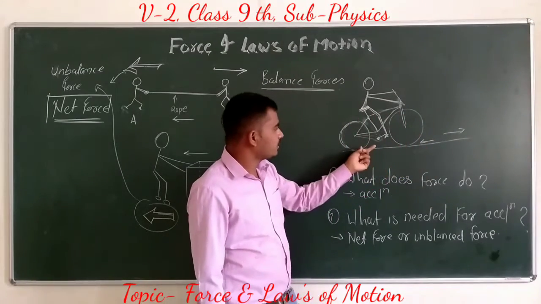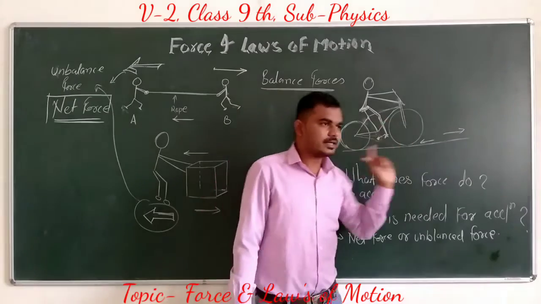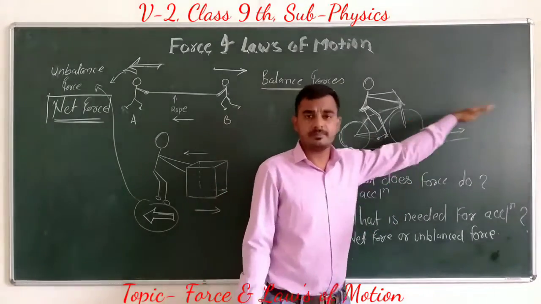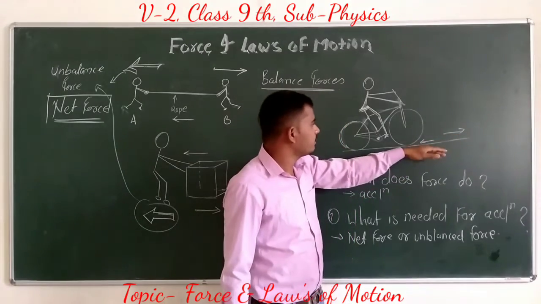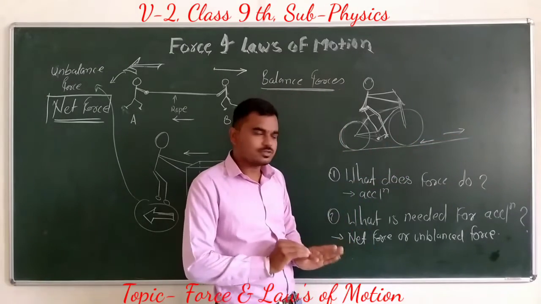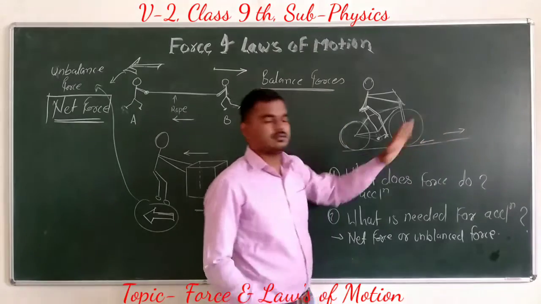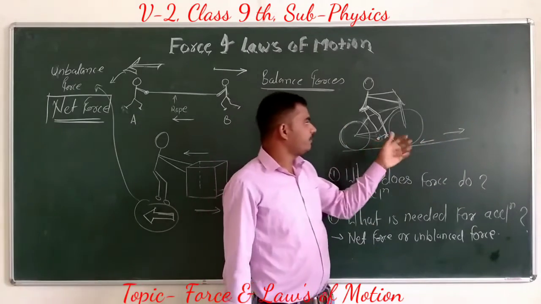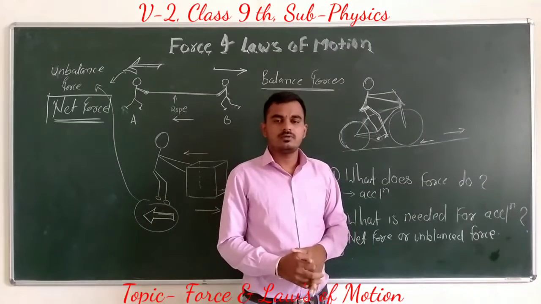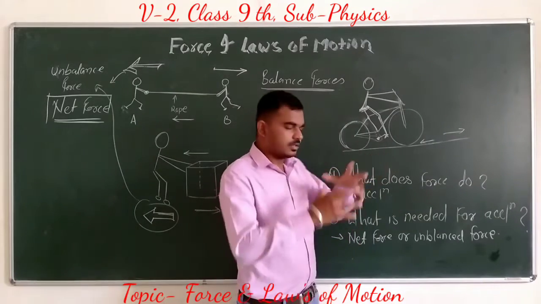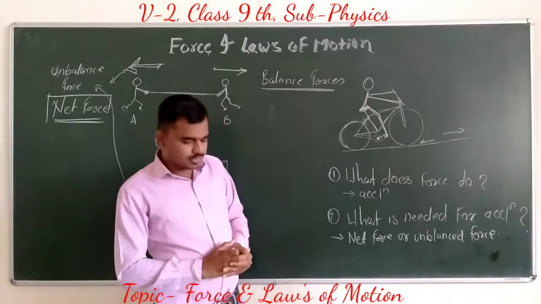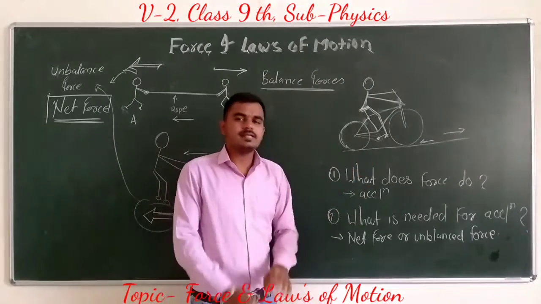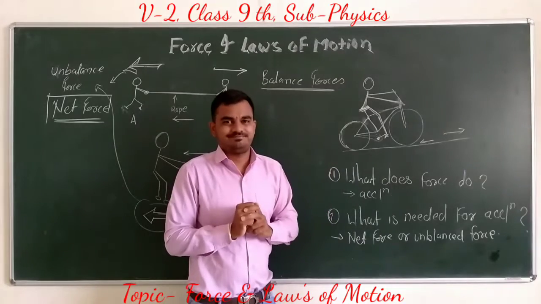Here the bicycle accelerates if we apply the force. It speeds up. And if you stop applying the force, then it slows down. So that is the best example. The next point is that here the bicycle has a uniform velocity.